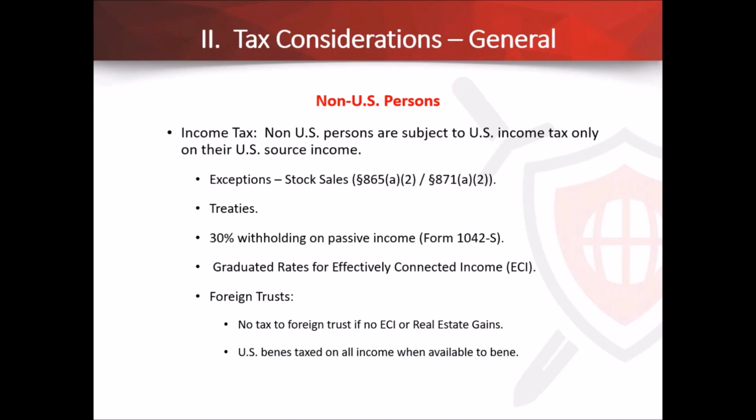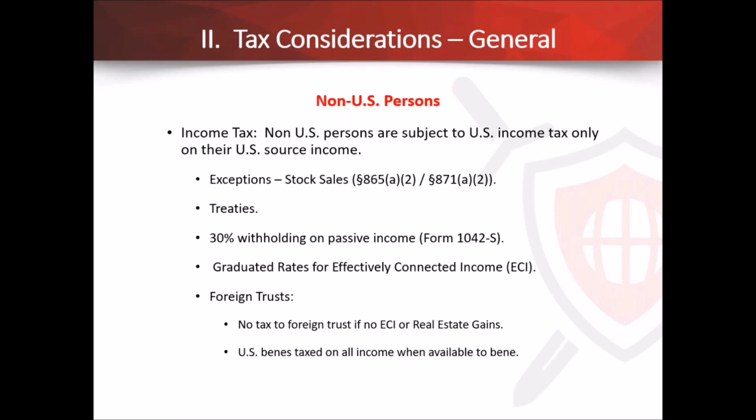The exception for sale of stock does not apply if the sale is of a U.S. company that holds majority real estate. That comes under the FIRPTA regime and is an exception to the exception. This stuff gets kind of complicated, but the idea is a foreigner can sell stock and there's no tax unless it's a real estate company.